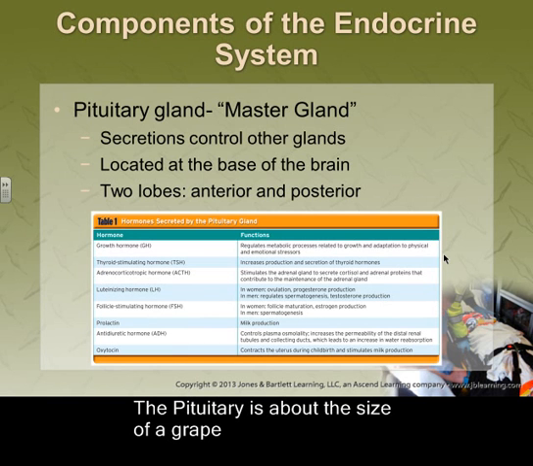It's connected to the hypothalamus by thin tissue, and then it's divided into the anterior, which secretes 7 hormones. This is your growth, thyroid stimulating, adrenocorticotropin, melatonin stimulating, and then you've got 3 gonadotropic hormones. And then your posterior pituitary secretes 2 hormones, ADH and oxytocin. What was ADH? Antidiuretic hormone.